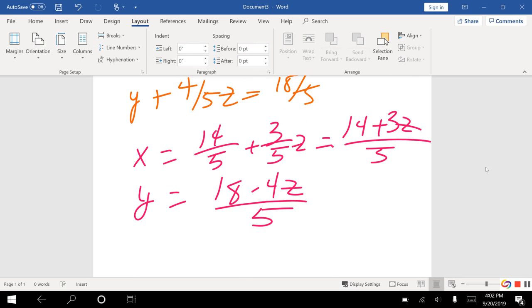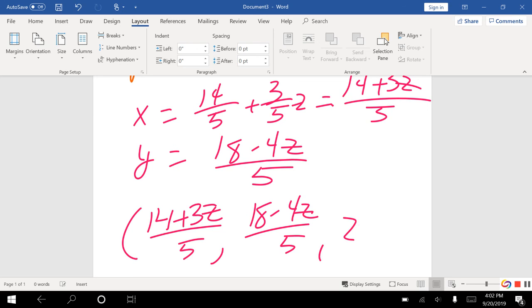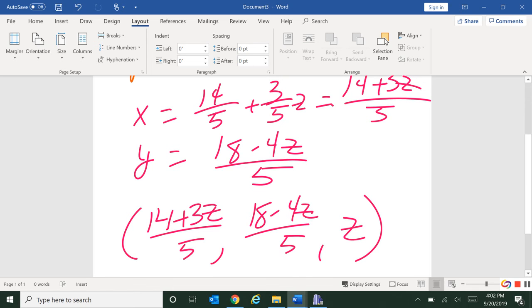And how these are written for the infinitely many solutions is you're going to write these as 14 plus 3z over 5, 18 minus 4z over 5, and then z. You always use z, and you always solve for the other two. And the idea is that, yes, it's infinitely many, but it's always in this pattern. And this is what all the infinitely manys are going to look like. And this is what they're going to want you to put the answer in as.